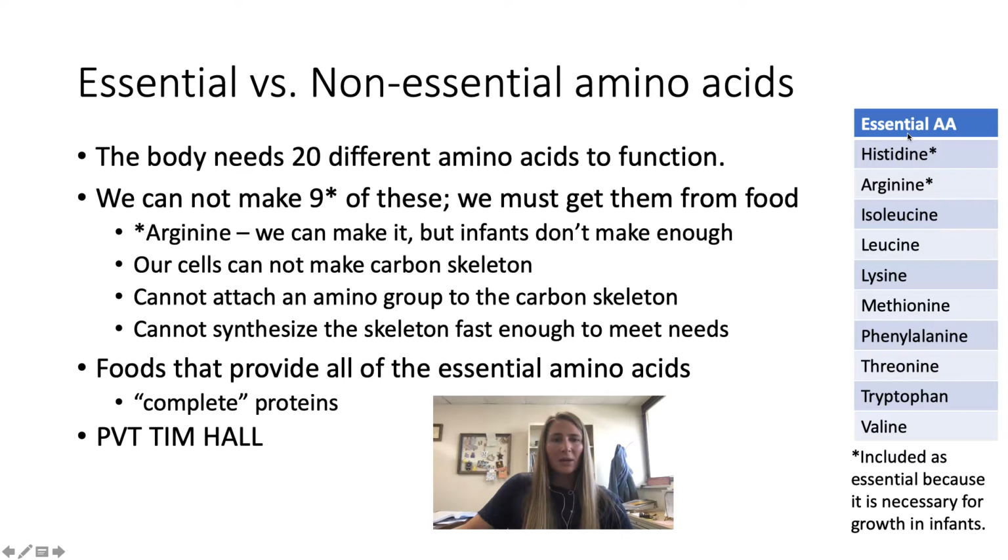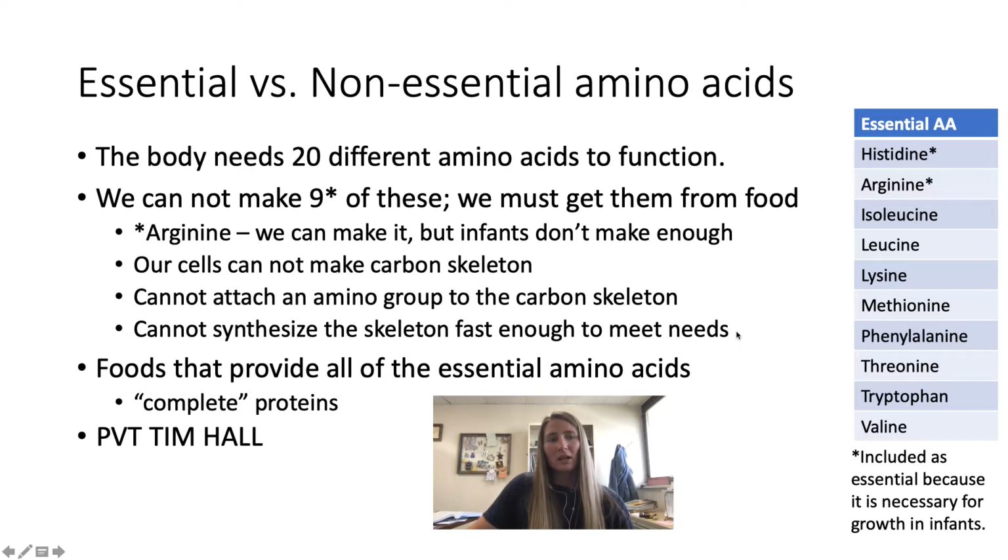So why can our body not make these? Why do we have to eat them? Well, there are a couple reasons. First, our cells cannot make the carbon skeleton. So we can't take a single carbon and create those 4 bonds specific to these R group essential amino acids. We just don't have the functionality there. Or our body cannot attach the NH3, the amino group, to the carbon skeleton for these amino acids. Or finally, we cannot synthesize that skeleton fast enough to meet our needs. And this would be the case where arginine comes into play.